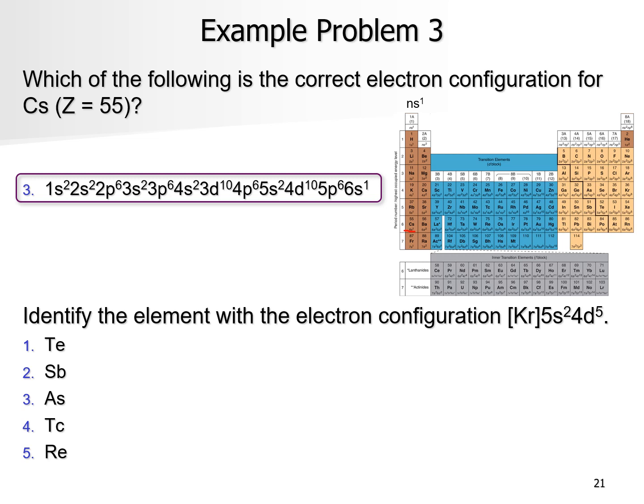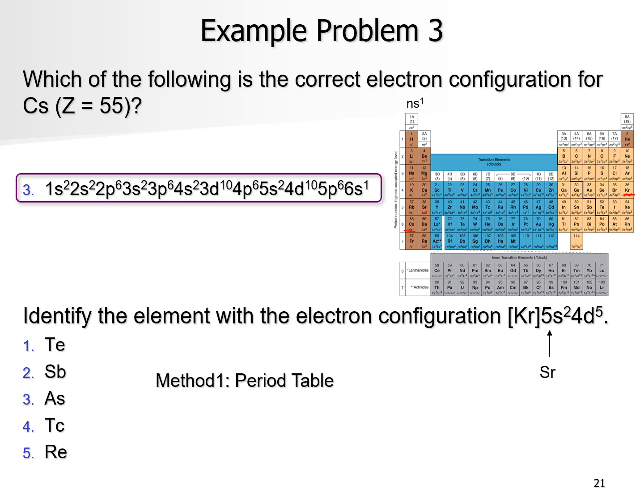The next question is to identify the element with the electron configuration of a krypton core 5s2 4d5. There are two methods that we can use to reach the same answer. Method 1, we use the periodic table. So where's my krypton? This is the krypton. And 5s2, which element has a 5s2? That's strontium.